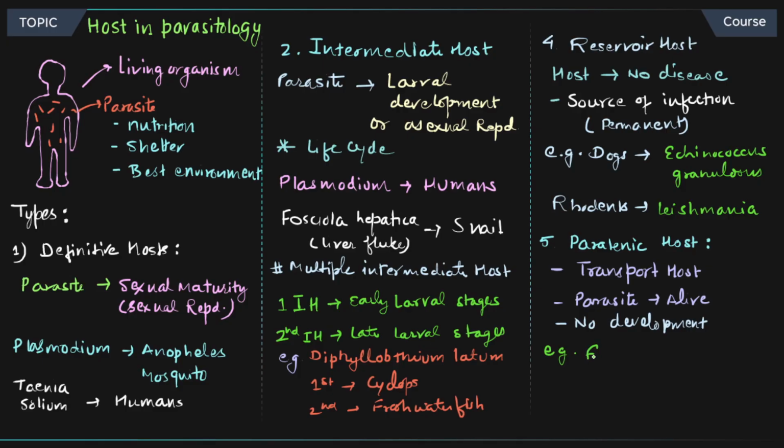Now, the example is freshwater prawn for one of the most important parasites, which is Angiostrongylus cantonensis. That's the parasite where prawn is the paratenic host. Now let's talk about another host. We'll move on to the next slide. Now let's move on to the next host, which is the amplifier host.